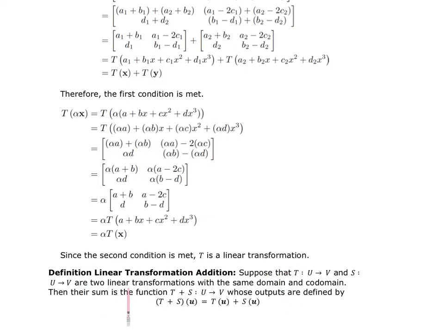So let's define some linear transformations of addition. I have this linear transformation T. I have this linear transformation S. We have the same domain U on both of them, and we have the same codomain V on both of them, which means I can do the addition of those linear transformations and then apply it from U mapped into V, or I can do them individually and then add those two answers together.